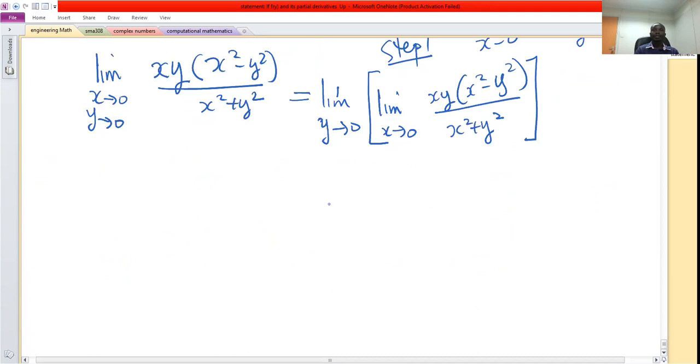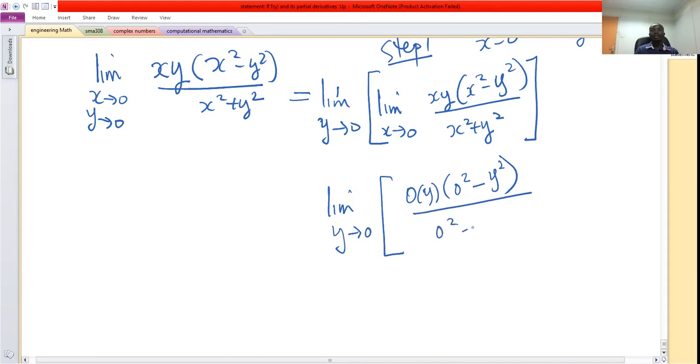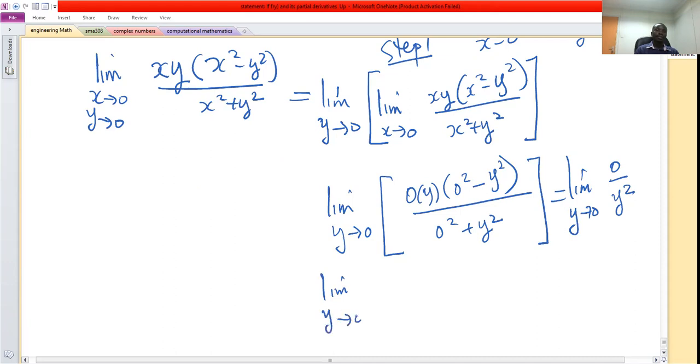Now, when you replace x with 0, we'll have the limit as y approaches 0 of 0 times y, 0 squared minus y squared, over 0 squared plus y squared. The whole of the numerator will be 0. So 0 over y squared, and the limit as y approaches 0 of 0 is 0. So we call this one f1.